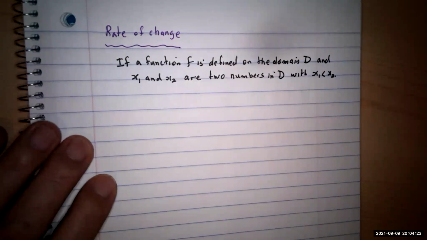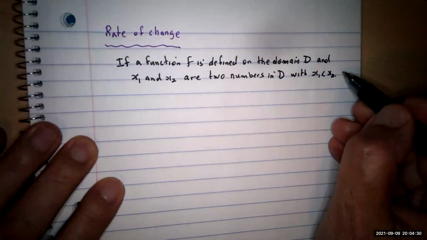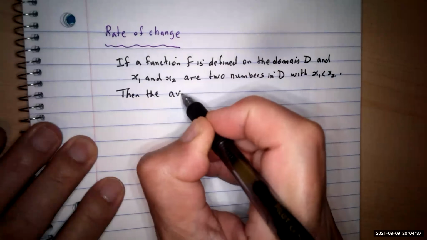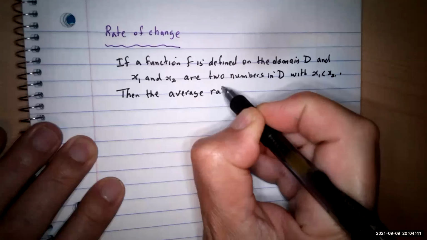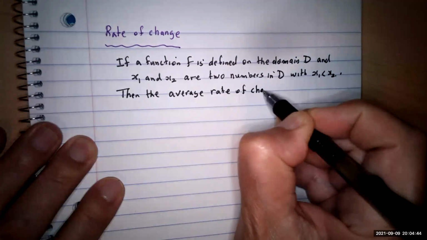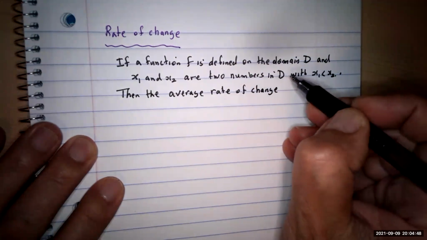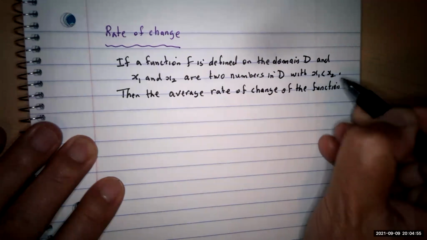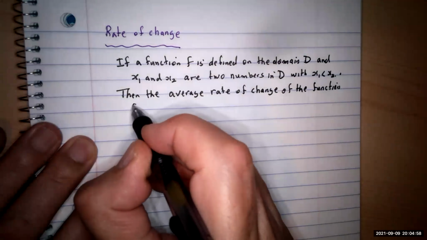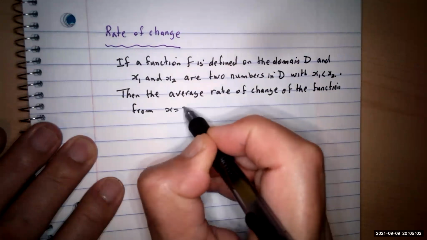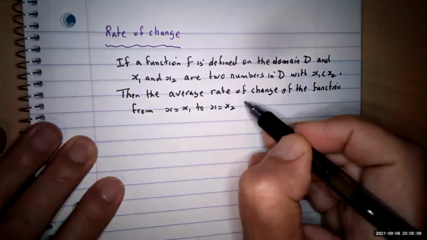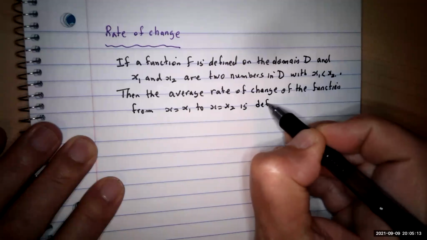Okay, you pick two numbers, any two numbers you like. Then the average rate of change of the function from x equal to x1 to x equal to x2 is defined by, it's the same thing, the slope.